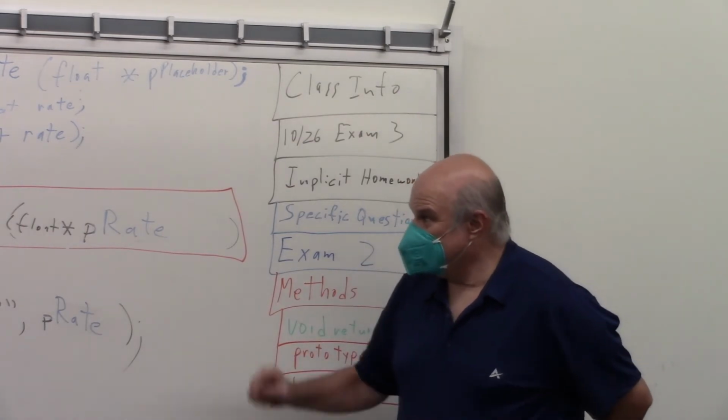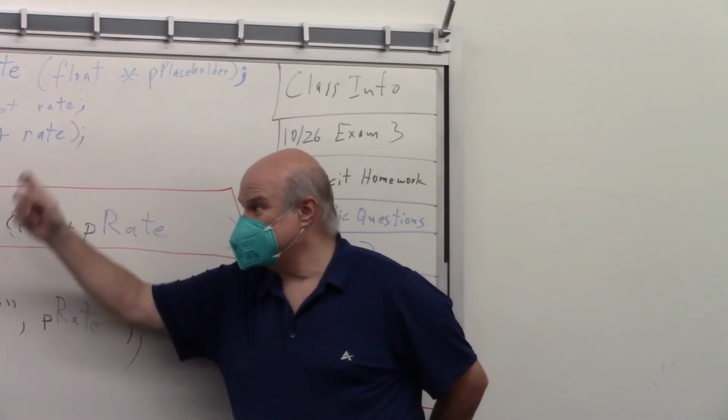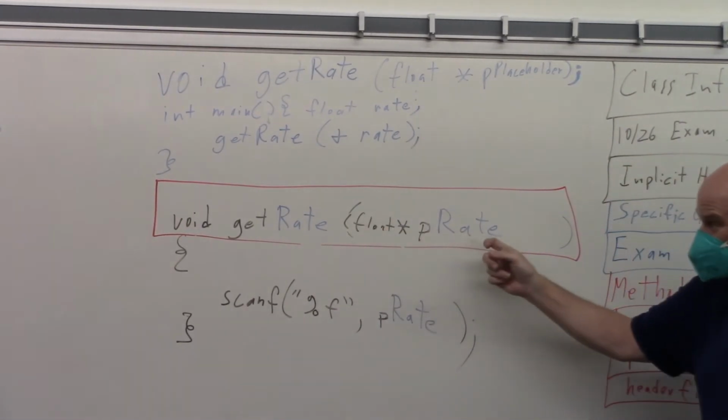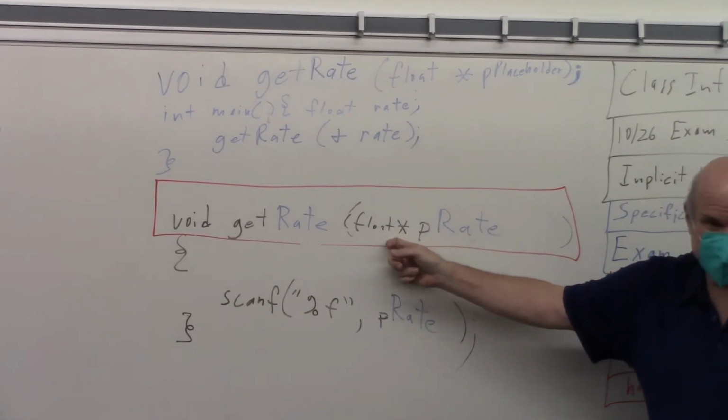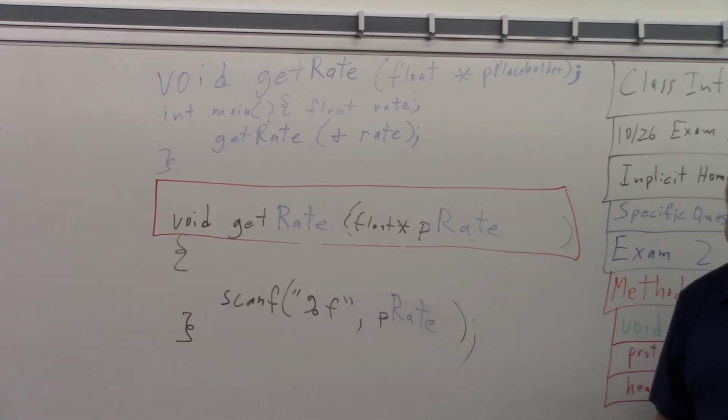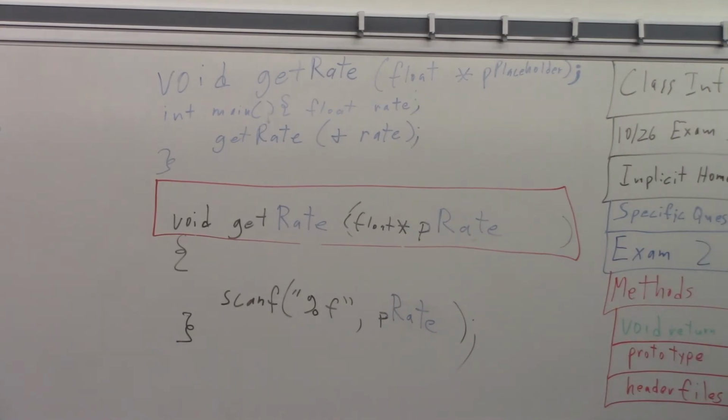Okay, so the declaration and the definition of getRate have to have the same signature, and we're passing a float pointer. Why do you think we're passing a float pointer instead of a float?